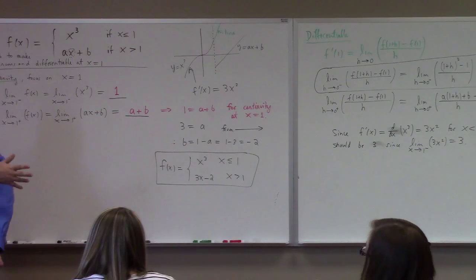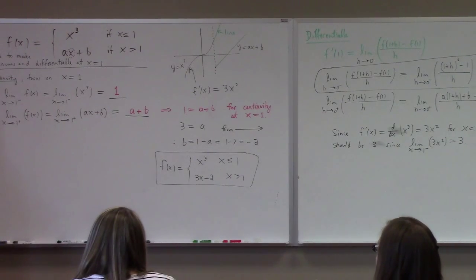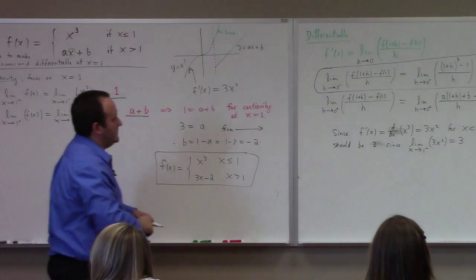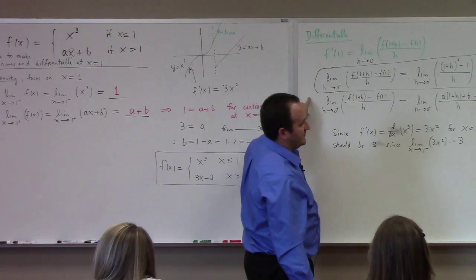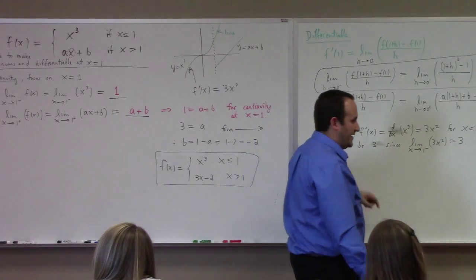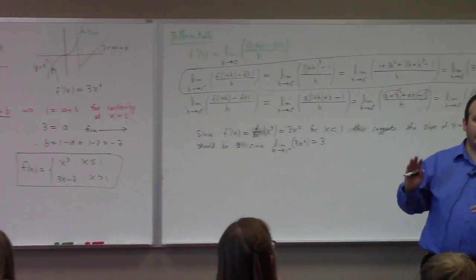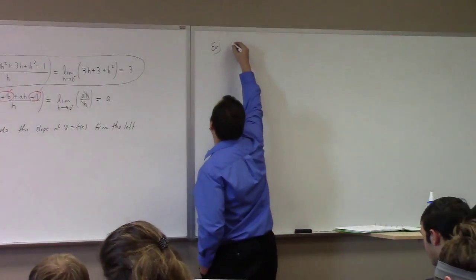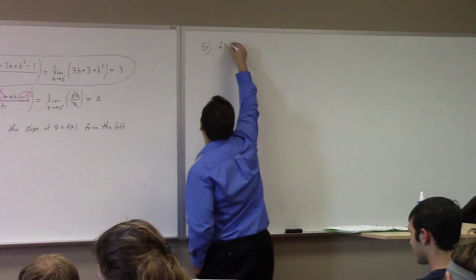Is there any other question about this problem? What is 3 equal to? Because the left tangent and the right tangent have to match. Here, let me show you an example of a function which doesn't have matching left and right tangents. So here's the standard example of a function which is continuous but not differentiable.